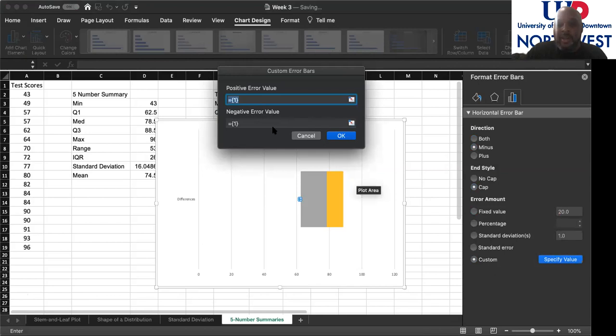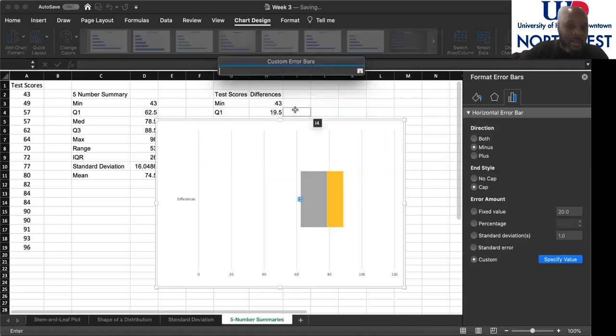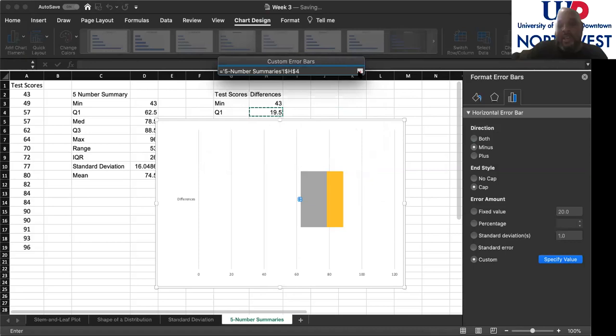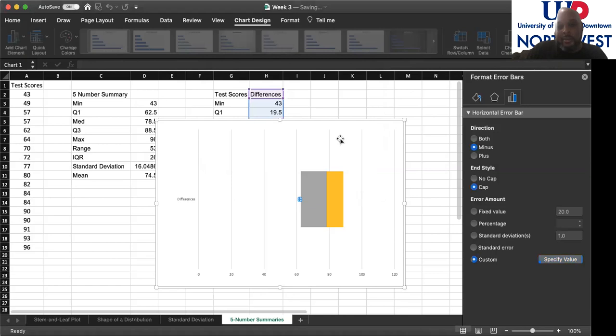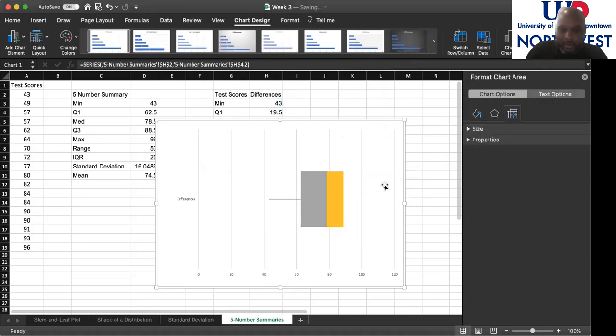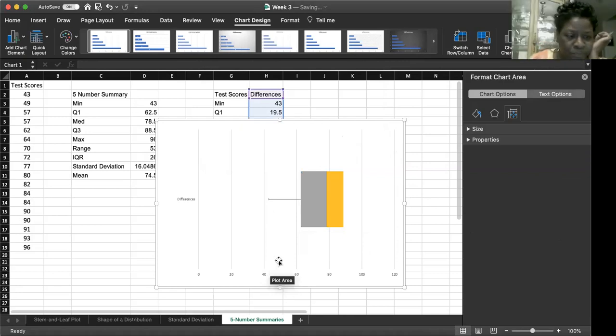So I'm going to clear all this stuff out of here. I don't want that in there. And I'm going to set my negative error bar to wherever Q1 is, the difference in Q1. And when I come back here and go to OK, look what it does for me. It puts the minimum value at about 43. That's where it should be at, right?